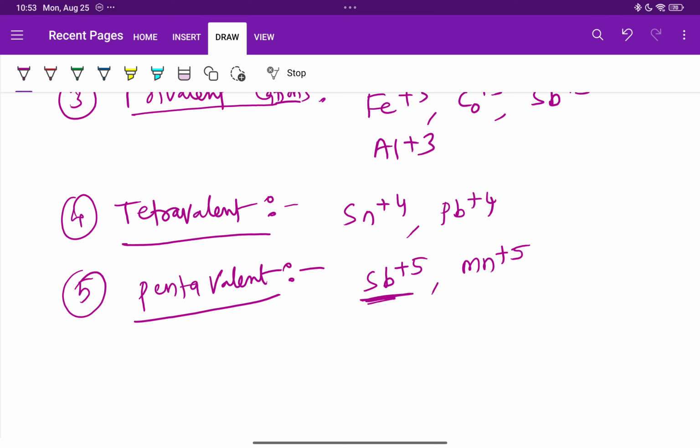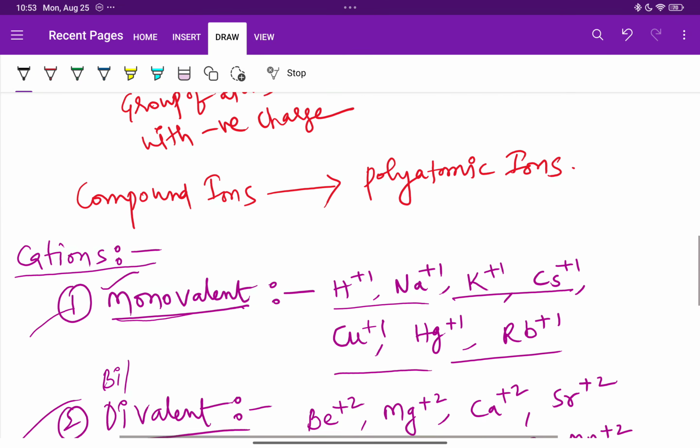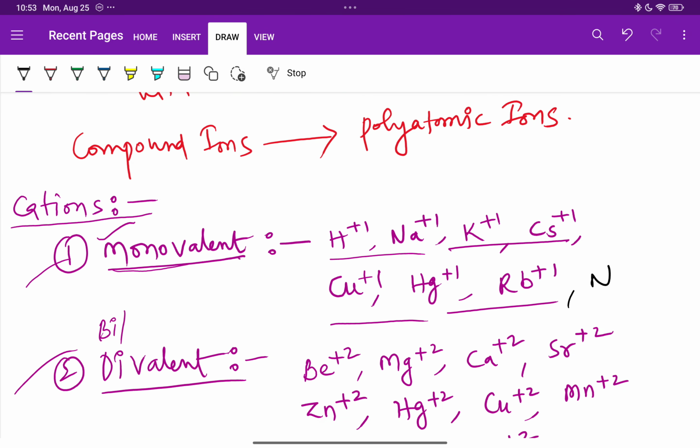Next, coming to the point, in the monovalent cation, one example is there, that is ammonium cation, NH4+1. It is a compound cation.